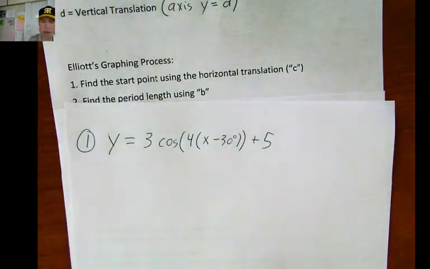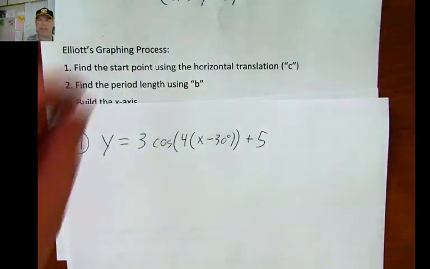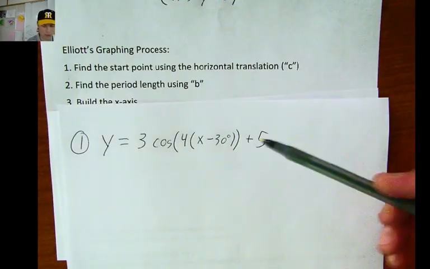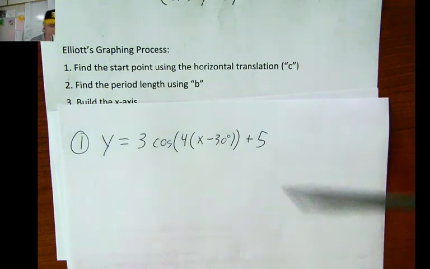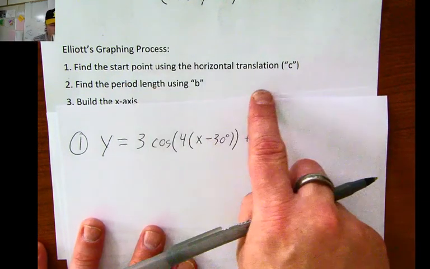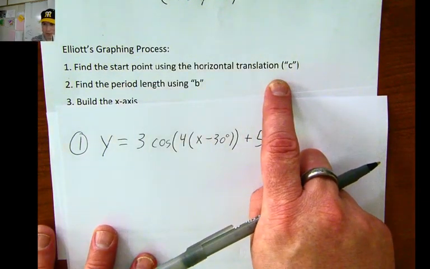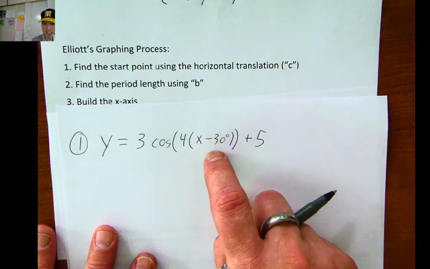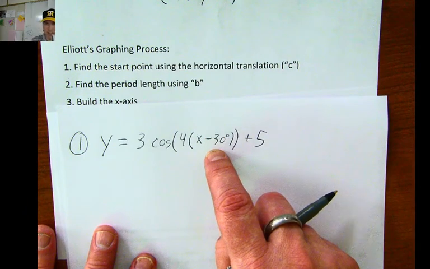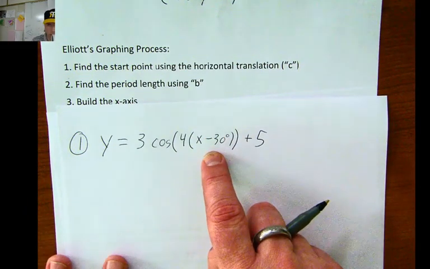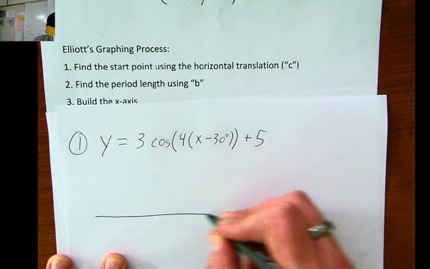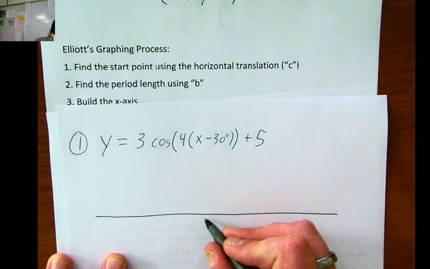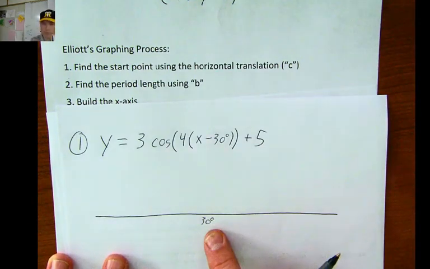All right, so here we go. First example. It's got a little of everything. We have 3 times cosine of 4 times x minus 30 degrees, plus 5. Start point. The start point in this case, the horizontal translation, the C, is 30 degrees. So I know that the start point is 30 degrees. I could go ahead and build my x-axis and put 30 degrees right in the middle.